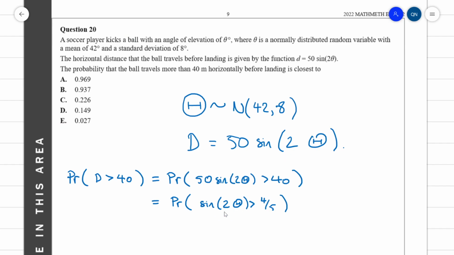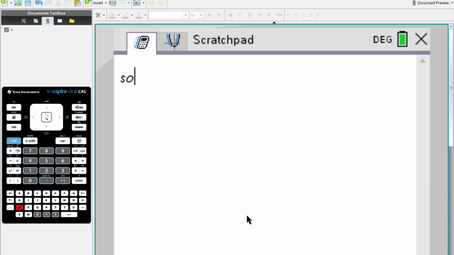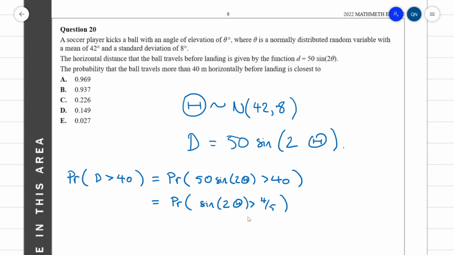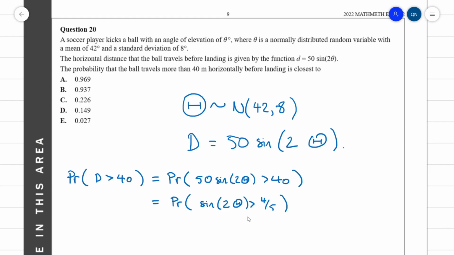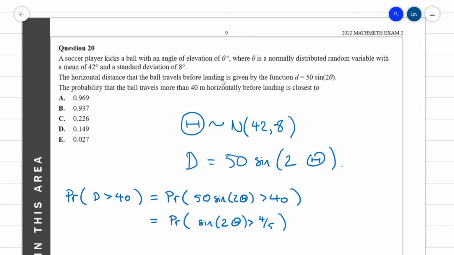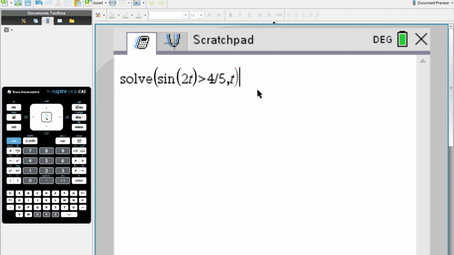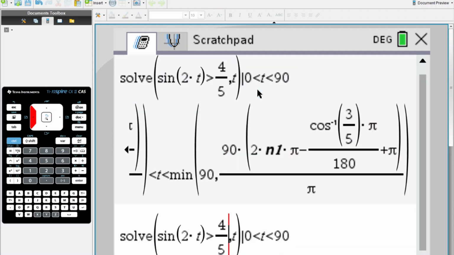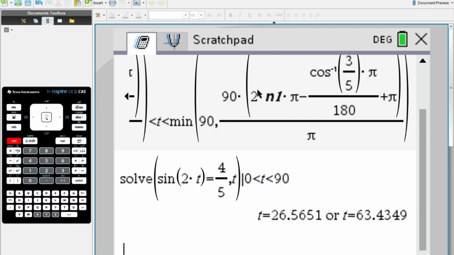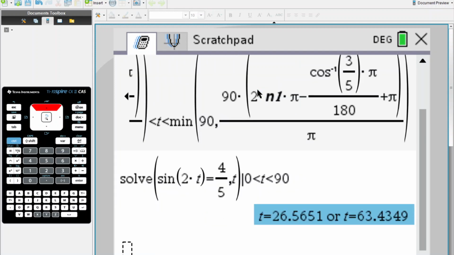And what do we want to do? We want to find when sine of 2 theta is greater than 4/5. So we're going to solve sine of 2t is greater than 4/5 with respect to t. This is going to give us some kind of general solution probably. So I do want some restrictions on t, which is theta. First of all, it's an angle of elevation, so let's assume that t is between 0 and 90, so 0 less than t less than 90. And, oh dear, maybe this is one of the times when the CAS doesn't like solving inequalities, so we'll solve for equality instead. And we get these two solutions.